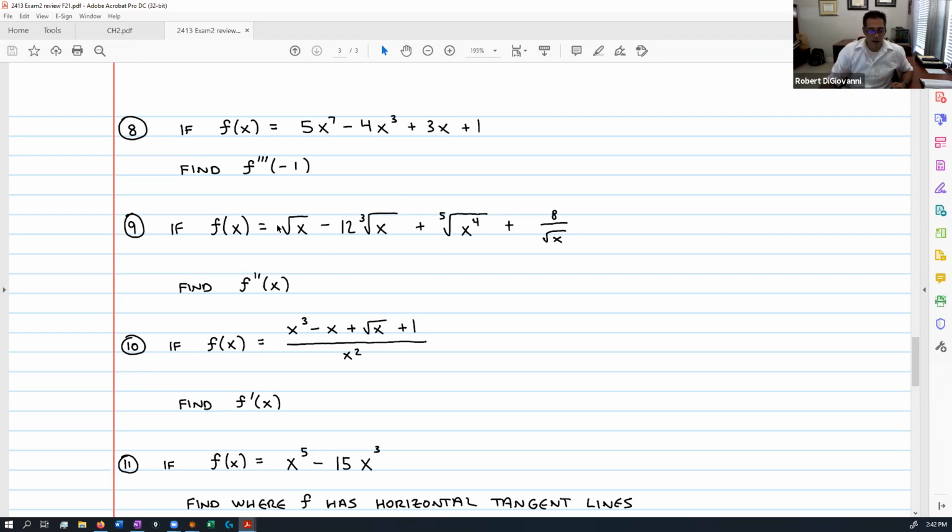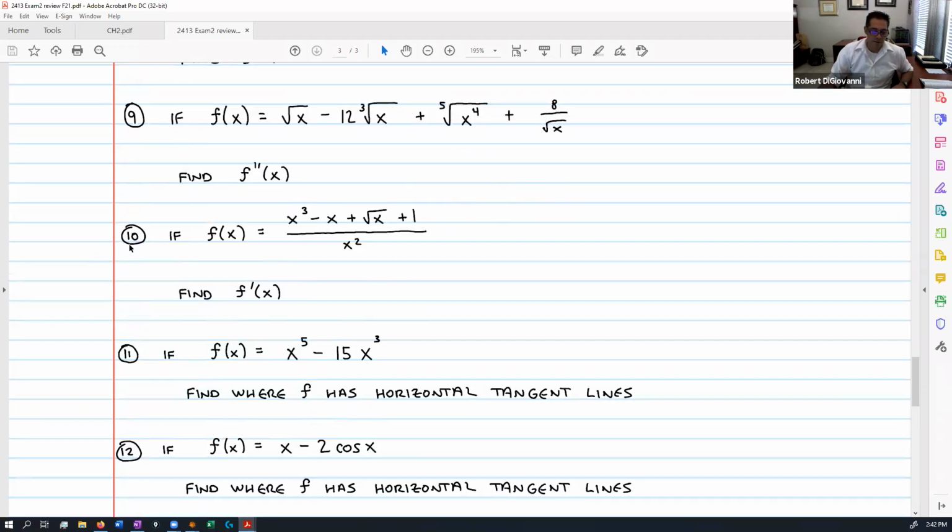On this one, I give you a function, it's got a minus, plus, plus. So you can do these individually, right? Just like this one. And then you're gonna have to find the second derivative. This is really me just torturing you to make sure you understand the power rule. If you can do these, power rule should be no problem for you.